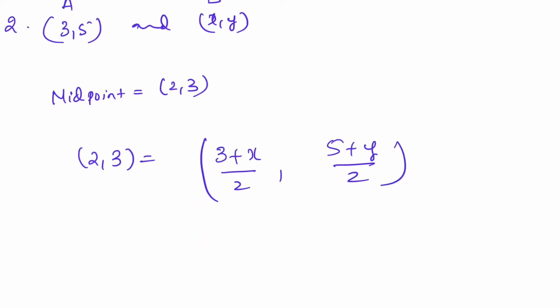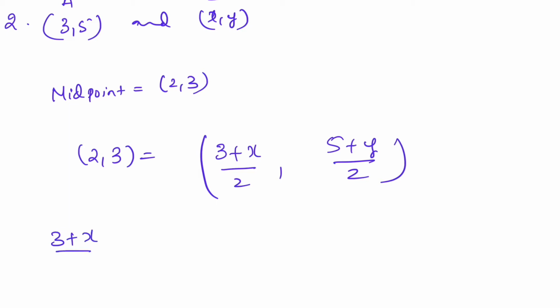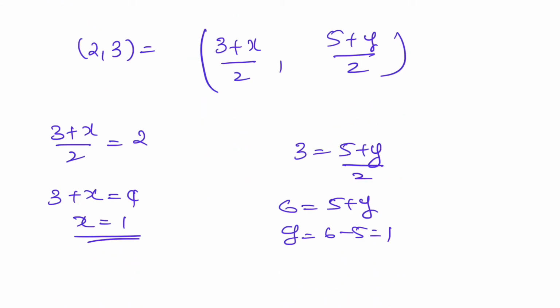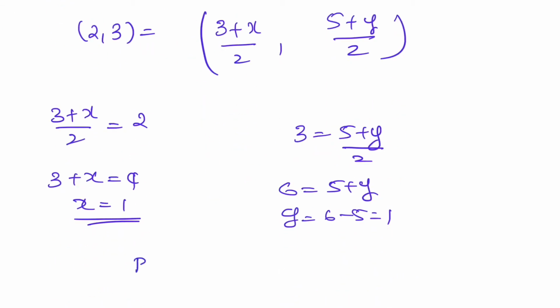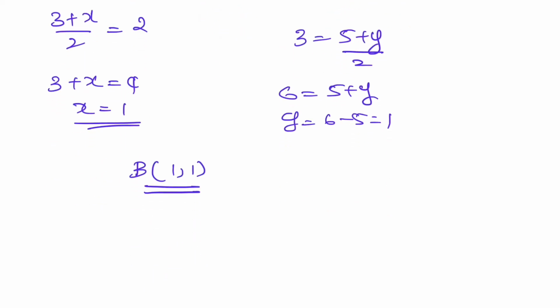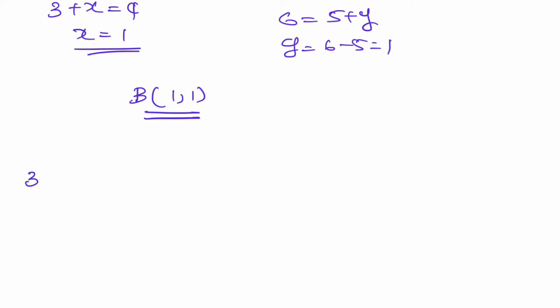Isn't it? Yeah. So you get (3 plus x) by 2 equal to 2. 3 plus x is equal to 4. x is equal to 4 minus 3, that is equal to 1. Similarly, 3 is equal to (5 plus y) by 2. 6 equal to 5 plus y. y is equal to 6 minus 5 is equal to 1. So what are the coordinates of B? B will be equal to (1, 1). Hope it's clear, children.